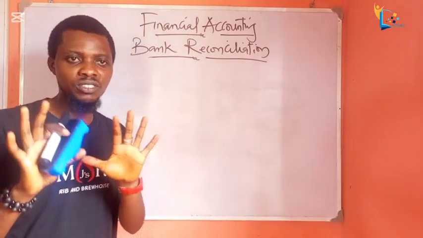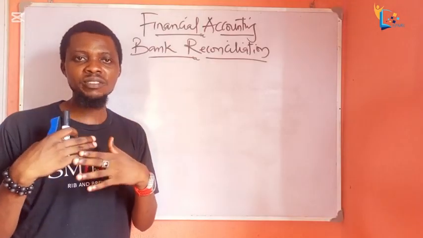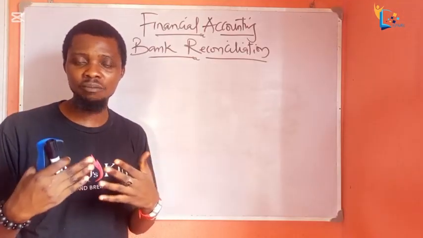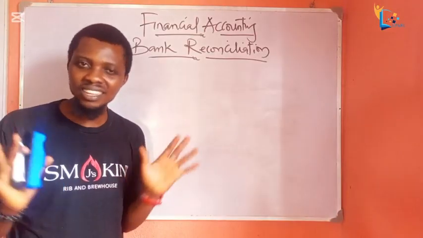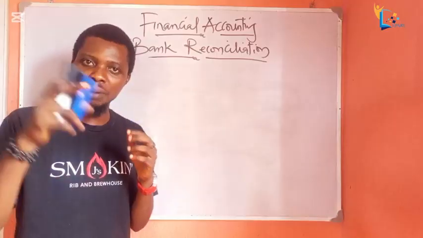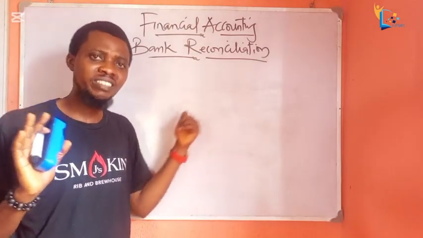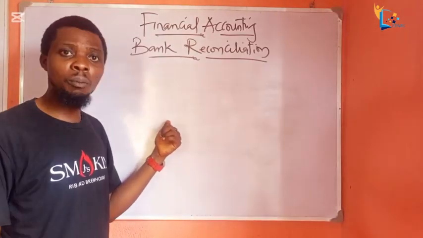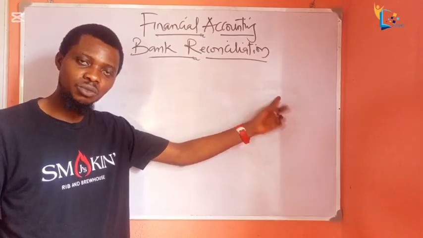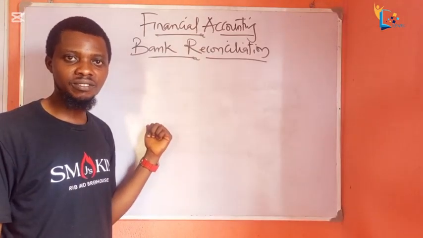Let me use this typical analogy. When people send money into your bank account, you get a credit alert. When money leaves your bank account, you get a debit alert. That is basically what we're talking about. It is the same case for the cash book: when money goes out, it's credited, and when money comes in, it's debited.